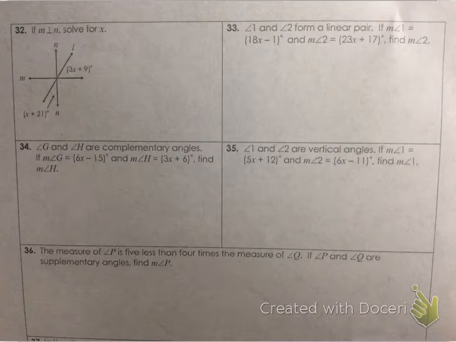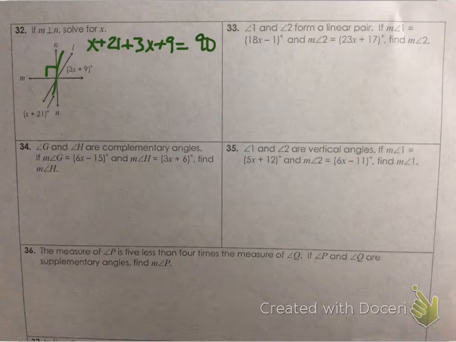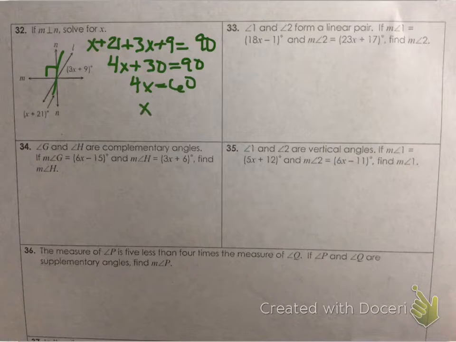Alright, so here these are perpendicular, and this is a vertical angle, so that allows me to say x plus 21 plus 3x plus 9 is equal to 90 degrees. So that gives me 4x plus 30 is equal to 90. 4x is equal to 60. X is equal to 15. And all you had to do was solve for x, so you're done.